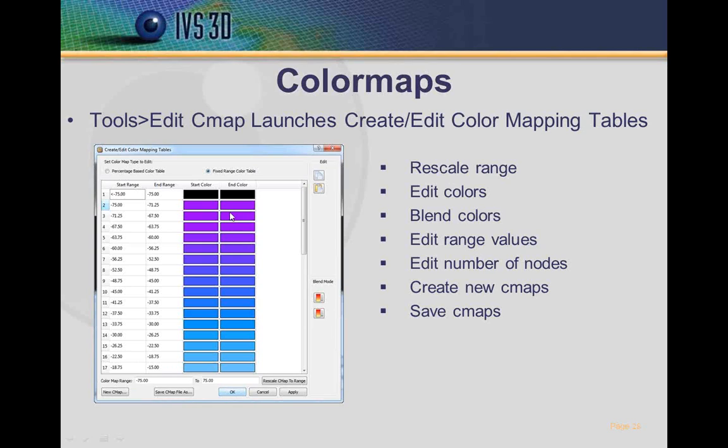You can edit the colors, so you can physically click on each of these colors and change them. You can do color blends using the blending modes. You can edit the range values by clicking and typing in here. You can edit the total number of nodes, and each of these rows is a node. You can create new color maps, and you can save the color maps that you've created.